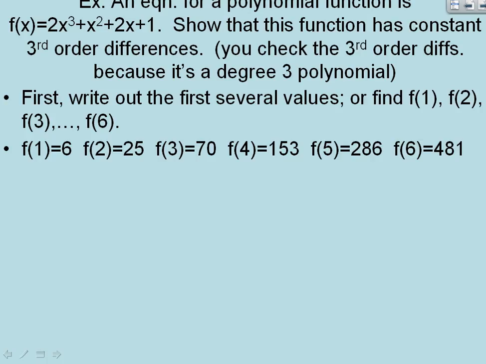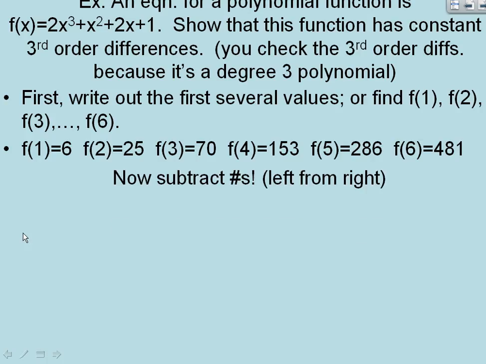What's the difference between the second and third terms? 45. Okay, now what's the easiest recipe for finding differences then? Subtraction. Yeah, I'm just going to always subtract the left value from the right value as I move along. Right? 25 minus 6 is 19. 70 minus 25 is 45, etc. Okay, subtract left from right.